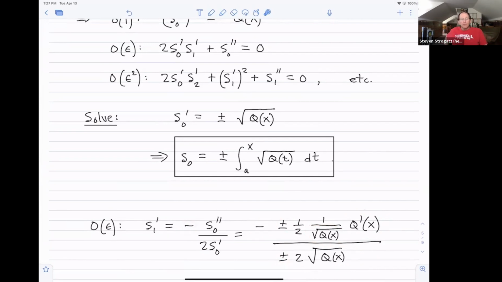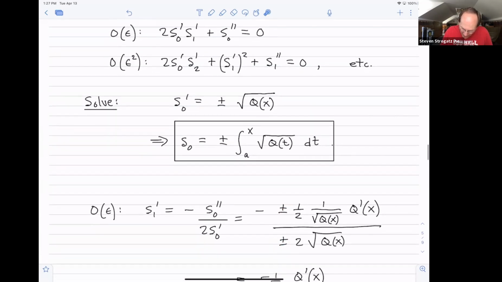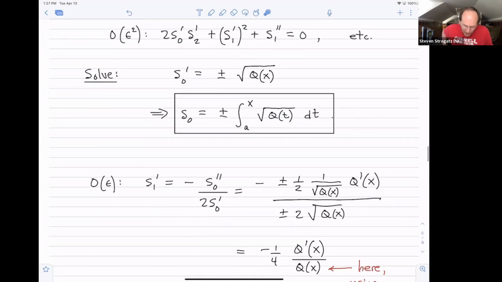So there it is. And what's interesting about that is that with all this configuration of pluses and minuses, when this one is plus, this one is plus. And when this one is minus, this one is minus. So those end up canceling out to give you the same expression in both cases, minus 1/4 Q prime over Q, for both of the solutions.